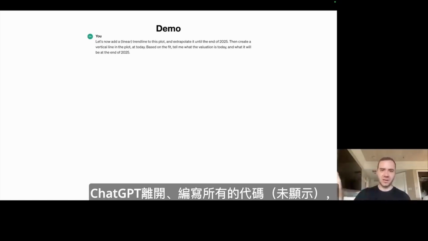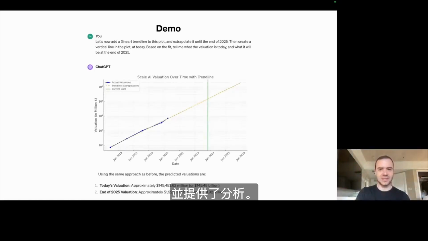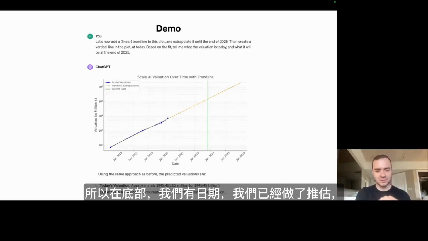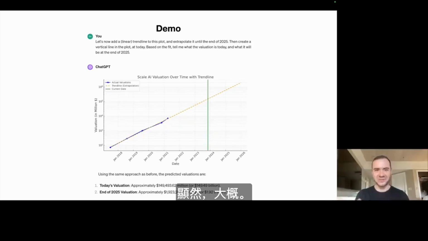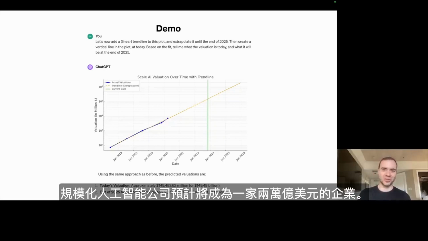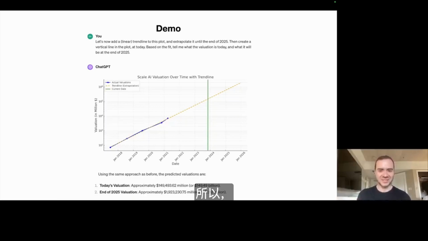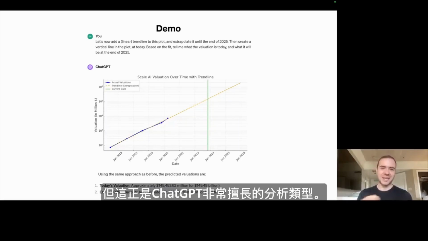And ChatGPT goes off, writes all of the code, not shown, and gives the analysis. On the bottom, we have the date, we've extrapolated, and this is the valuation. Based on this fit, today's valuation is roughly 150 billion, apparently. And at the end of 2025, Scale AI is expected to be a $2 trillion company. So congratulations to the team. But this is the kind of analysis that ChatGPT is very capable of.